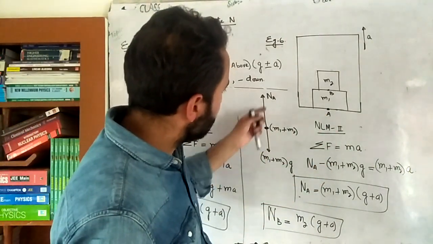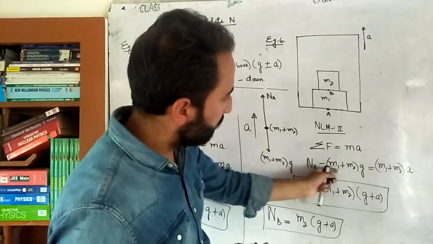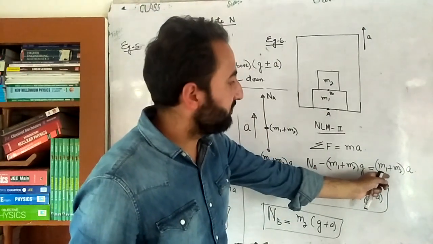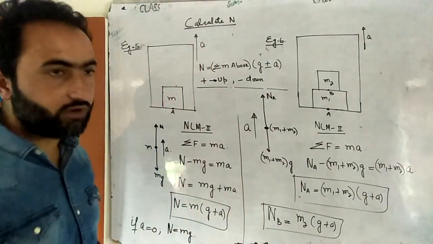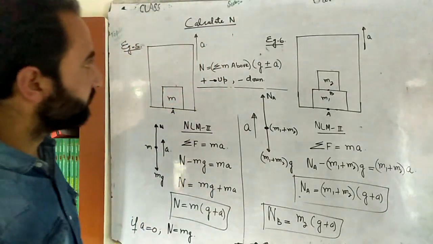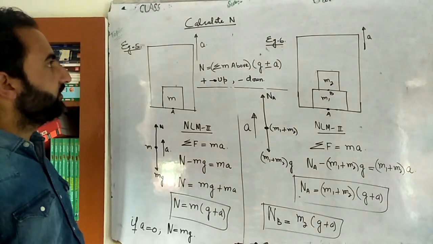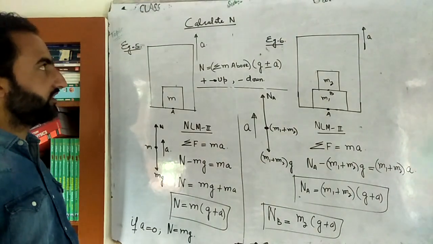Simply, the summation of all the forces equal to m into a. This is the free body diagram. Take this positive, take this negative, positive minus negative equal to the summation of all the mass, (m1 plus m2) multiplied by a. Then from there you can calculate the normal reaction at point A. The same way, the normal reaction at the point B will be this. Fine. Okay, pause the screen, write it down.